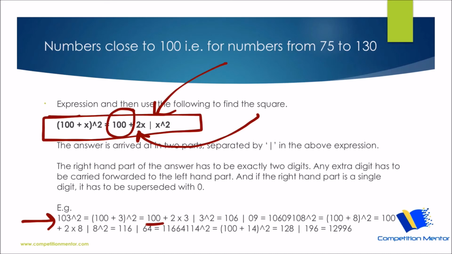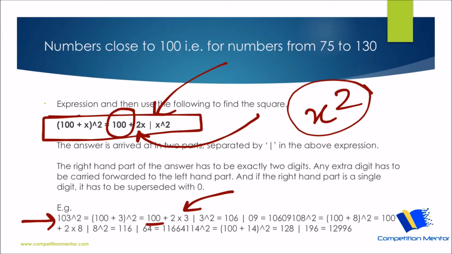Surplus is 3. So you will do 2x, that is 2 into 3, that is 6. And that's why the last part remains the same. The surplus, which is x square, you do, that is 9. So 9, and as it is 1, so you will do the 0, 9. That's what is discussed here.